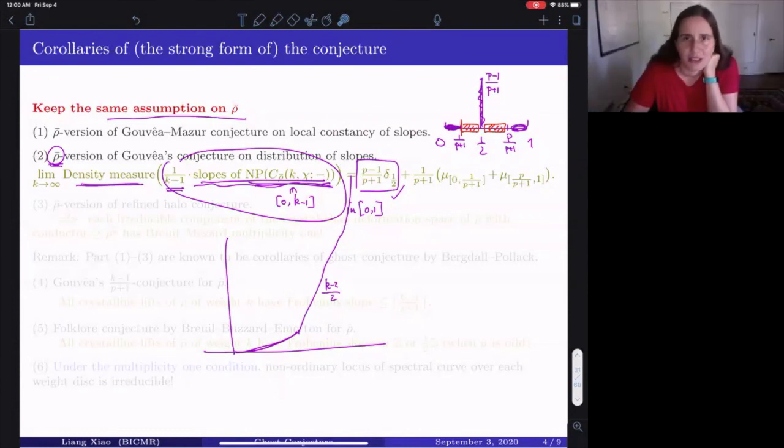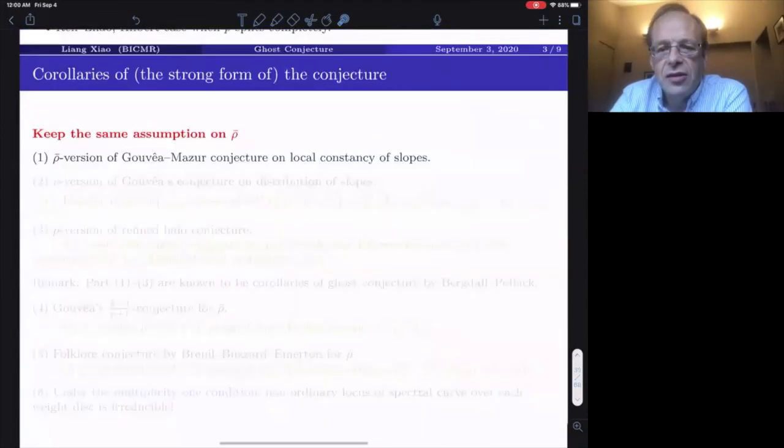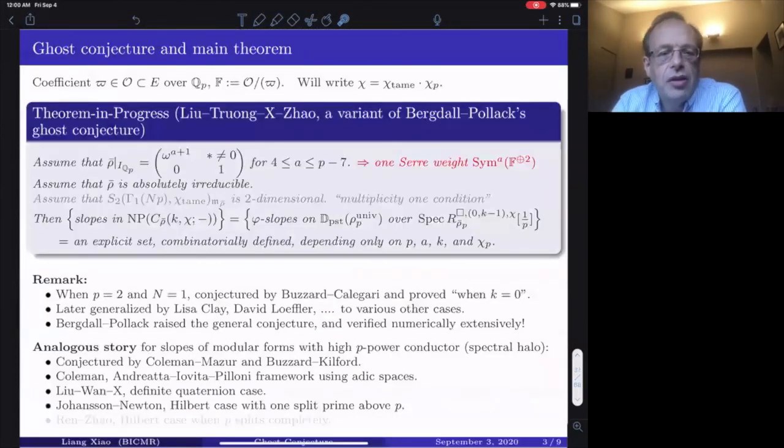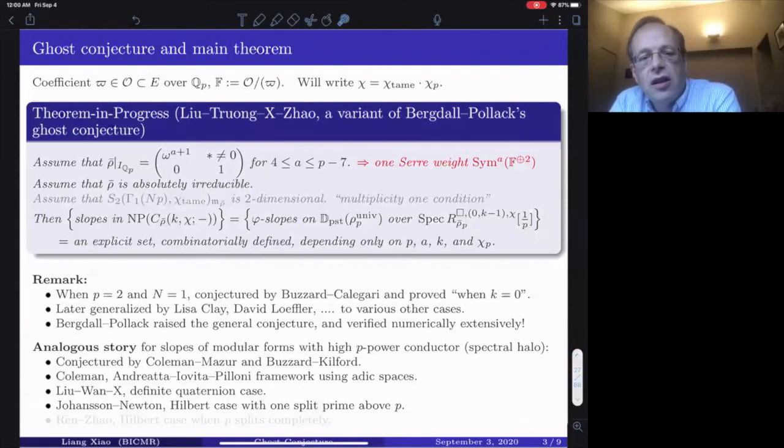There is one more question from Richard. You can go ahead. In your main theorem, your multiplicity one assumption, as I understood it, is much more restrictive than the usual one, in that you're saying that the localization is one-dimensional, not that mod m rho bar is one-dimensional. Is that right?